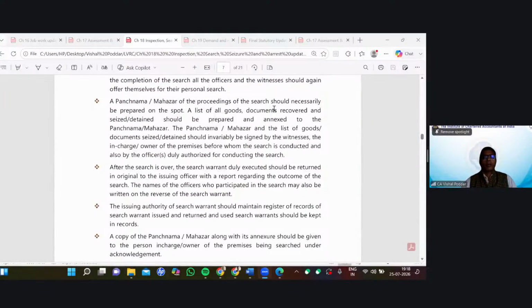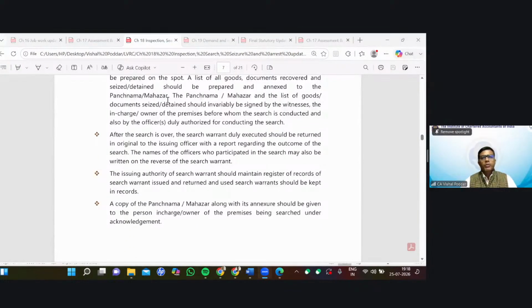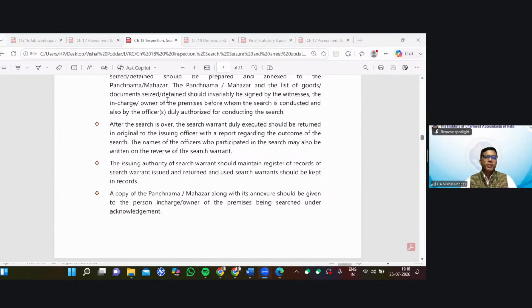Then a panchnama of the proceedings of the search should necessarily be prepared on the spot. A list of all goods and documents recovered and detained should be prepared and annexed. So whatever is found in the search, a list of that is prepared, a panchnama is drawn, and the list of goods found has to be attached to that panchnama.